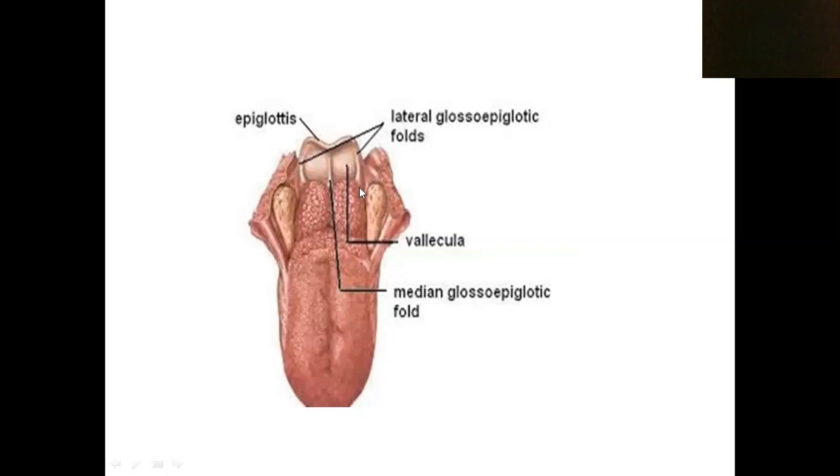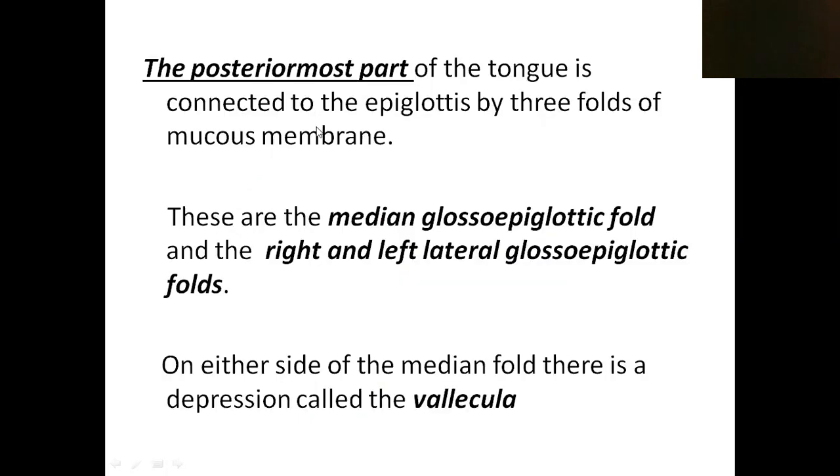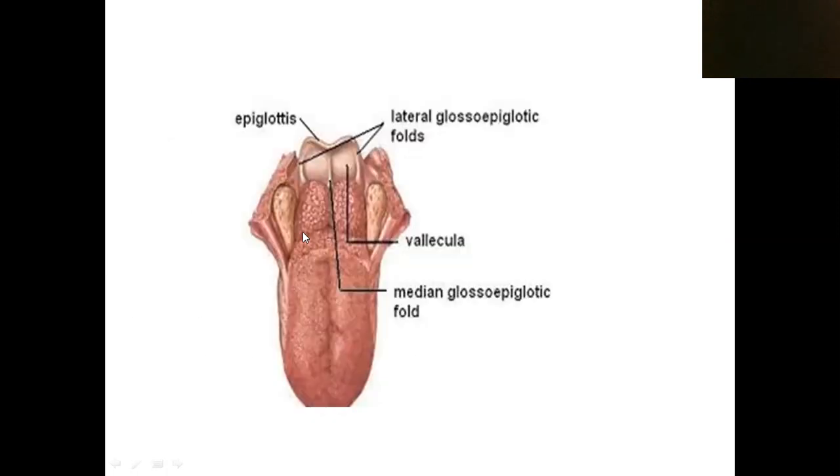Such 3 foldings are there. One is in the midline, the median glossoepiglottic fold, then 2 lateral glossoepiglottic folds, right and left. So the posterior most part of the tongue is connected to the epiglottis by these foldings: the median glossoepiglottic fold and the 2 lateral glossoepiglottic folds.